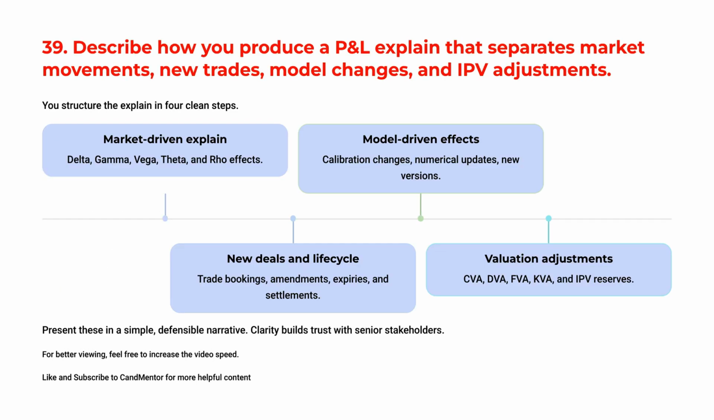Describe how you produce a P&L explain that separates market movements, new trades, model changes, and IPV adjustments. You structure the explain in 4 clean steps. Step 1. Market-driven explain. Delta, gamma, vega, theta, and rho effects. Step 2. New deals and trade lifecycle effects. Trade bookings, amendments, expiries, and settlements.